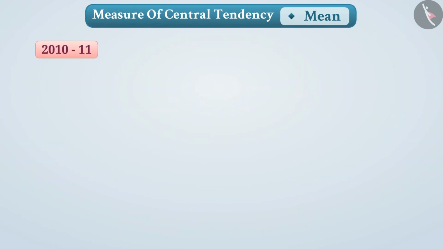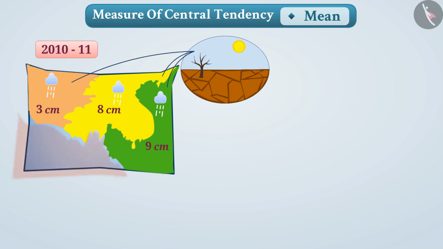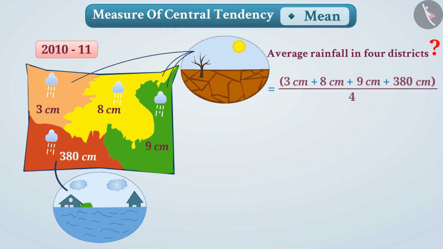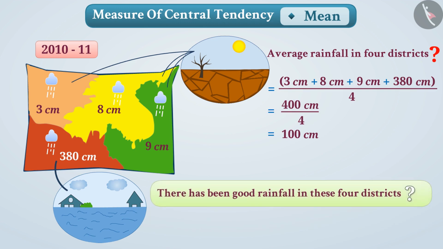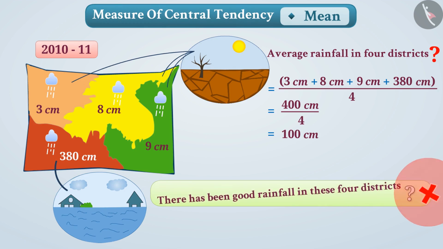Suppose in a year, 3 districts of a state receive rainfall of 3 cm, 8 cm, 9 cm, due to which those districts had to face drought. And in the 4th district, the rainfall was 380 cm, due to which the district faced flood. If we find the average rainfall in 4 districts, it will be 100 cm. Looking at this, would it be correct to say that there has been good rainfall in all 4 districts? No, it would be wrong to say.